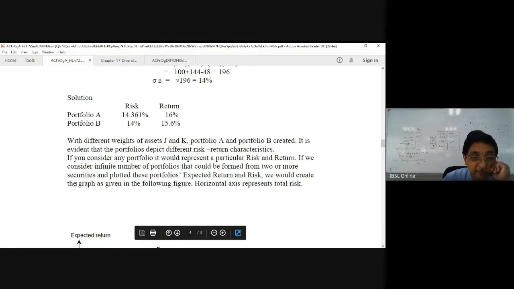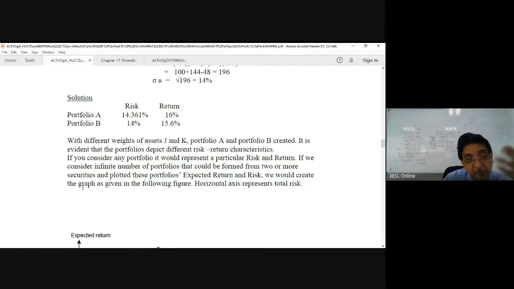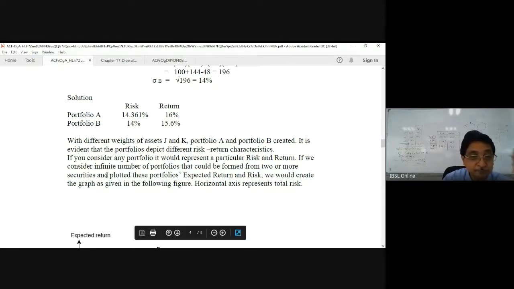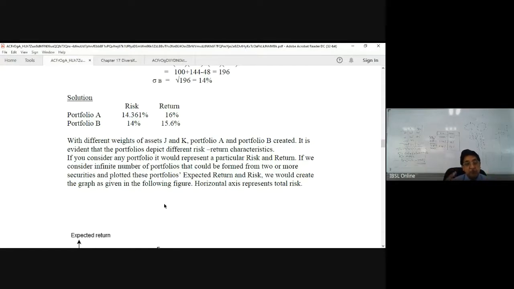Now you can see that with different weights of assets J and K, the portfolio risk and return will give different values. Or in other words, when the weights are changed, you will get portfolios with different risk return characteristics.